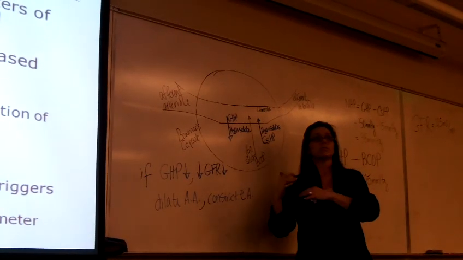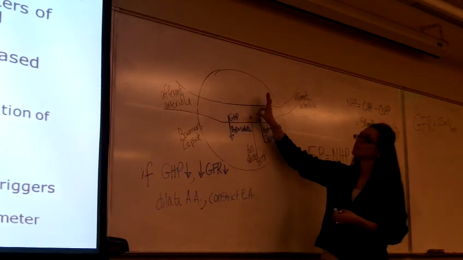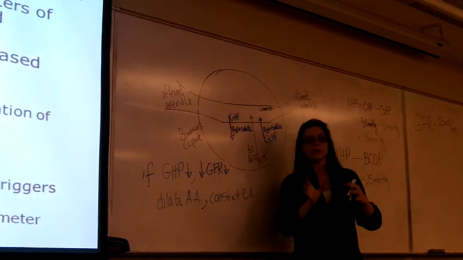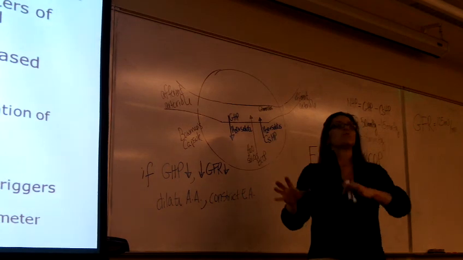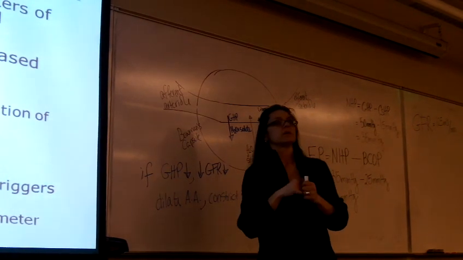You get hooked up to a machine, and instead of your blood flowing through here to get filtered, your blood then goes through a machine and gets filtered, and then that clean blood goes back into your systemic circulation.